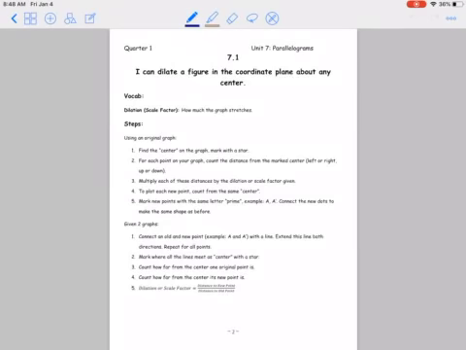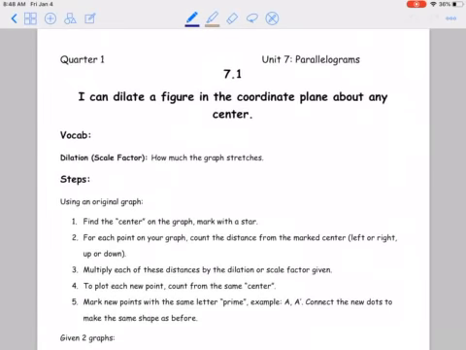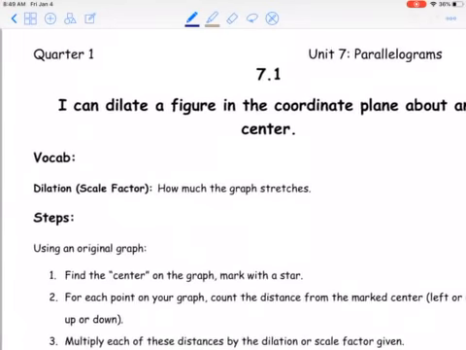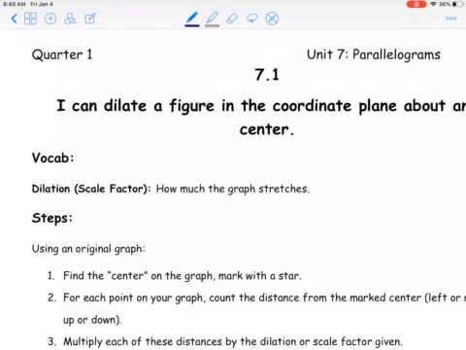Okay, Unit 7 is a super easy section. There's only going to be 3 standards, and then we'll have a review date and a test date, and we'll be done. So 7.1 is dilating, which means either a stretch or, if you shrink, going the opposite way, and it's going to be stretching a shape or a figure.